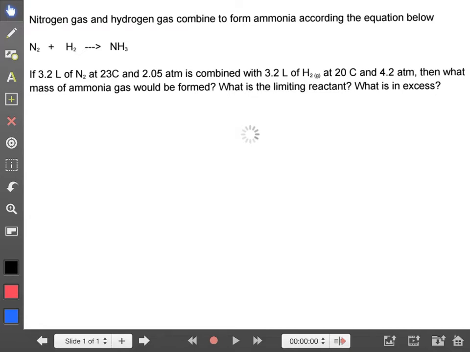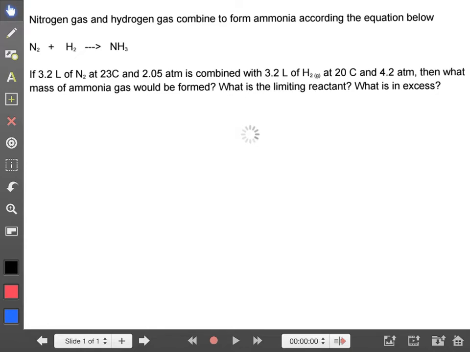It says nitrogen gas and hydrogen gas combine to form ammonia according to the equation below. And it says if 3.2 liters of nitrogen at 23 degrees Celsius and 2.05 atm is combined with 3.2 liters of hydrogen gas at 20 degrees Celsius and 4.2 atm, then what mass of ammonia gas would be formed, what is the limiting reactant, and what is in excess.